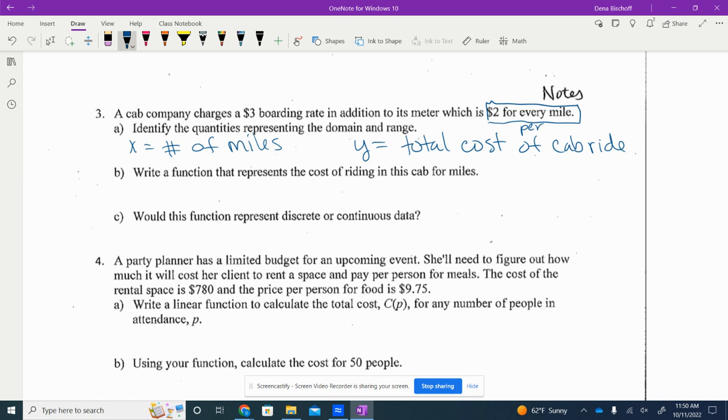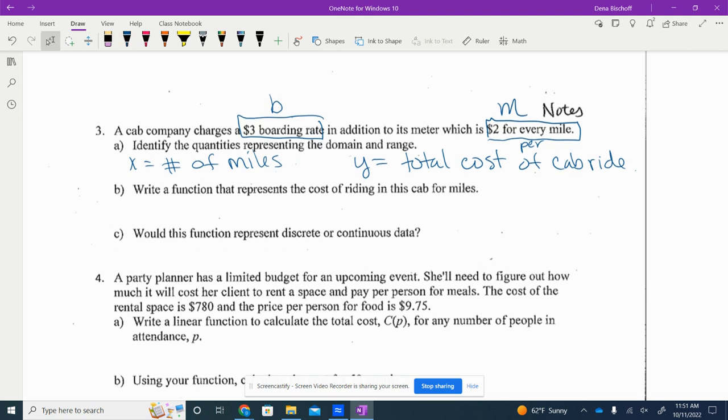Write a function that represents the cost of riding in this cab. So this is my per or my m, and this is my what? b. So can we write an equation? What is it? Y equals 2x plus 3. Good job. It asks if this function is discrete or continuous.